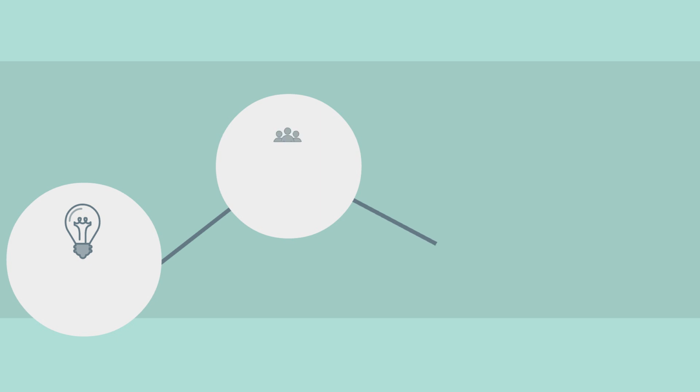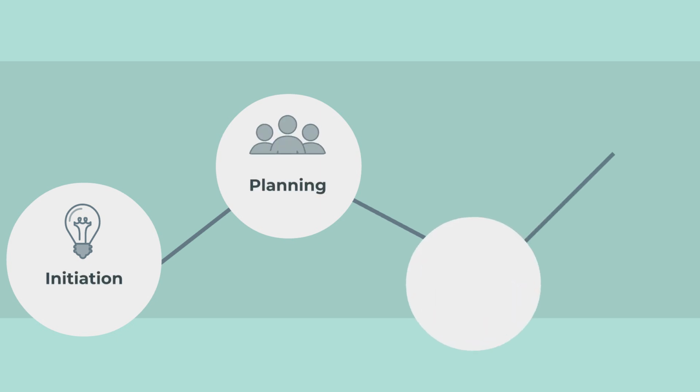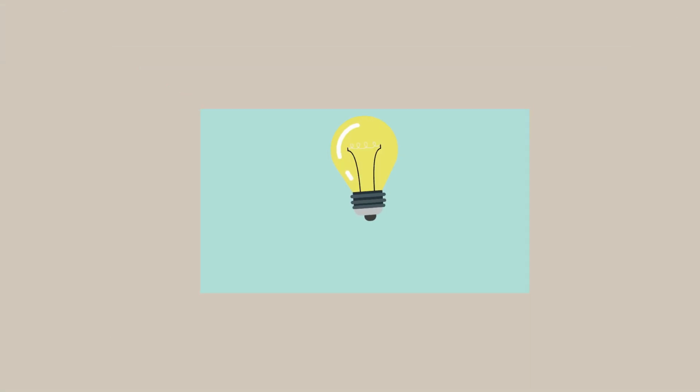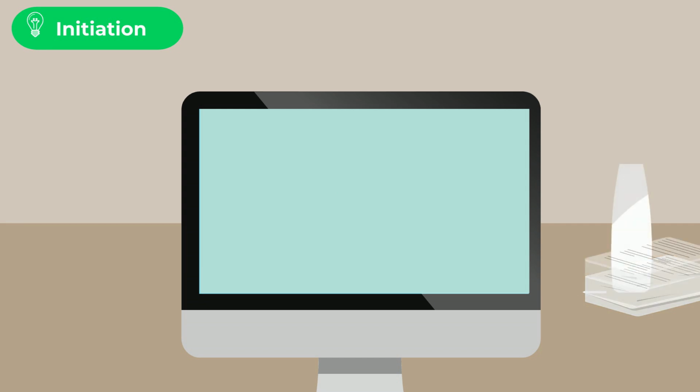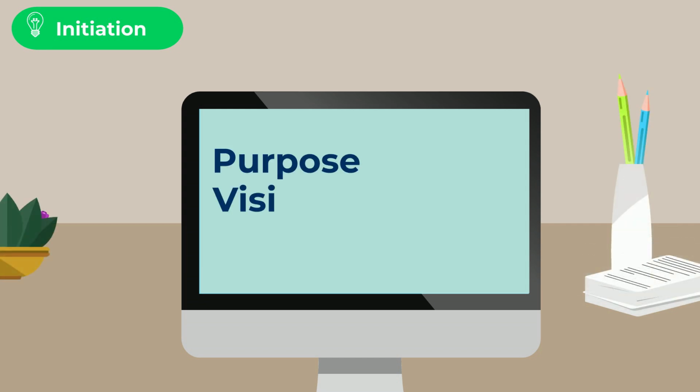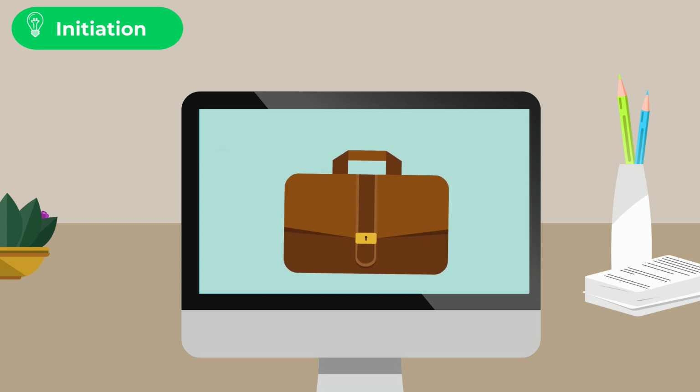Now let's look at the activities that make up each stage of the project. We'll group them into distinct stages so it's clear how each one contributes to overall success. Let's start with initiation. In the initiation stage, we set the foundation of the project by clearly defining its purpose, vision, and goals. We start by developing a comprehensive business case.